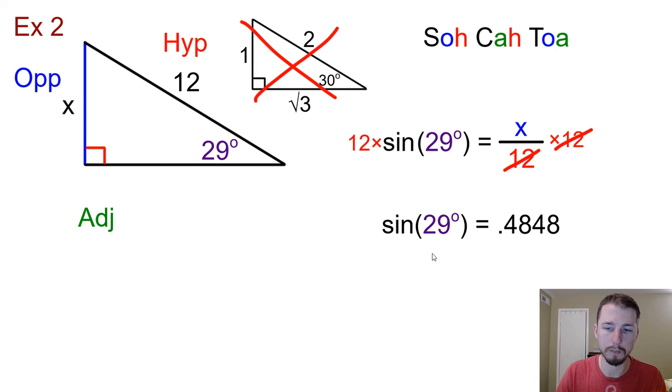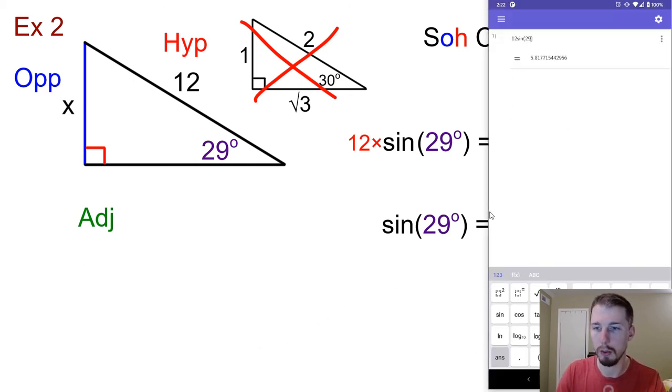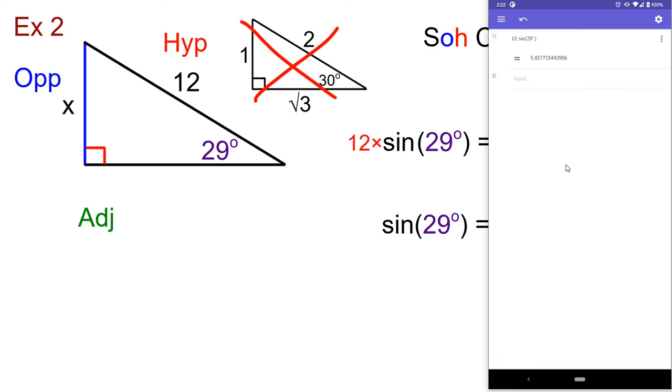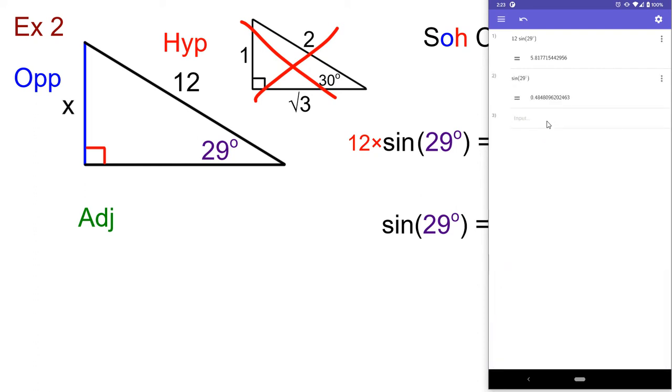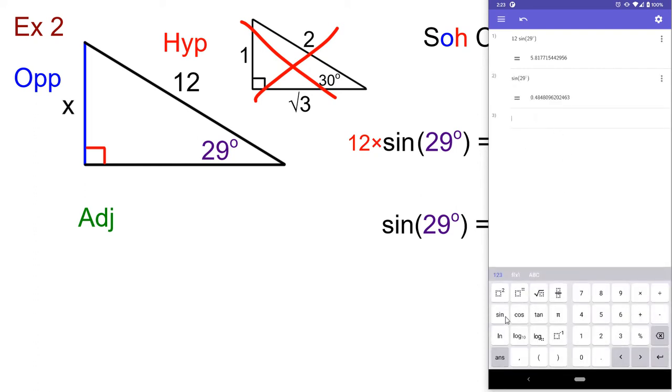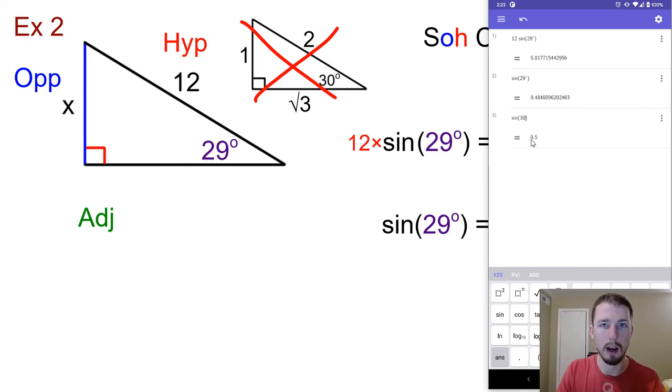So the sine of 29 is the ratio of 0.4848. Now the sine of 30, if we remember that one, was 1/2, right? So notice how the ratio changes. It went down because our angle went down, right? So instead of 30 degrees, now it's 29. That means the opposite side is now going to be smaller than it was before, and it's going to be the ratio of 0.4848 instead of 0.5.